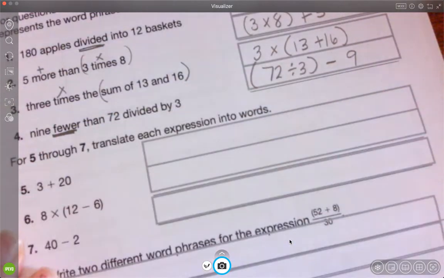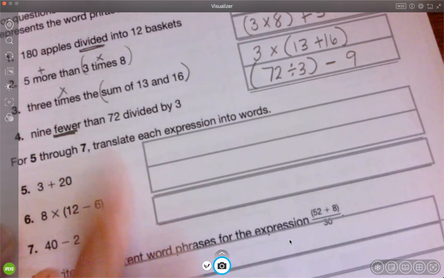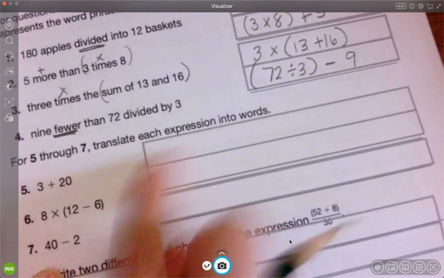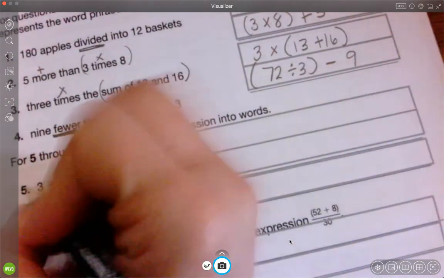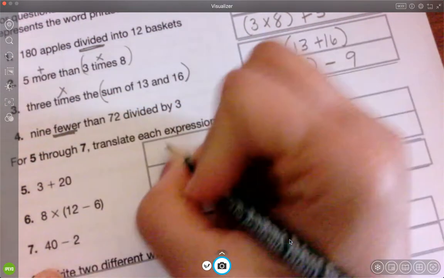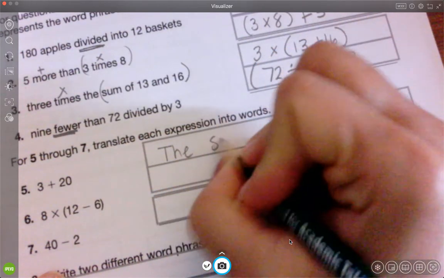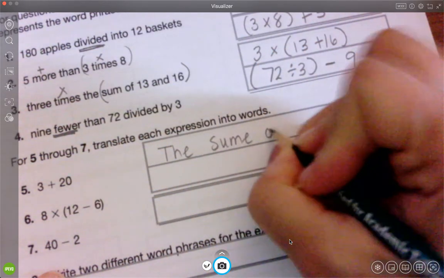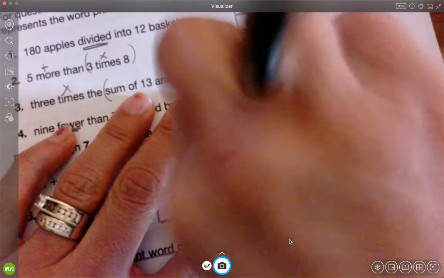Okay, so now here they go in the opposite direction. I'm going to write this in word form. So I'm going to say this is the sum of 3 and 20. The sum of, and there's no E on sum.